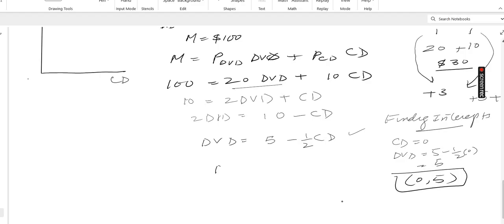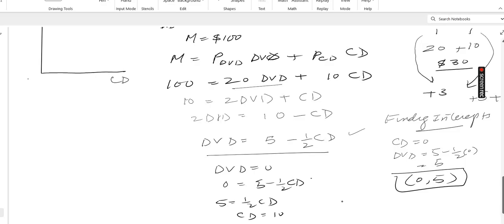Similarly, if I put DVD is equal to 0, I am finding the intercept, right? So I will get 0 is equal to 5 minus 1 by 2 CD, and that is 5 is equal to 1 by 2 CD, and CD is equal to 10. So what combination am I getting? 10 and 0. अब ये जो दो combination हैं, that will help me out in making a perfect graph.